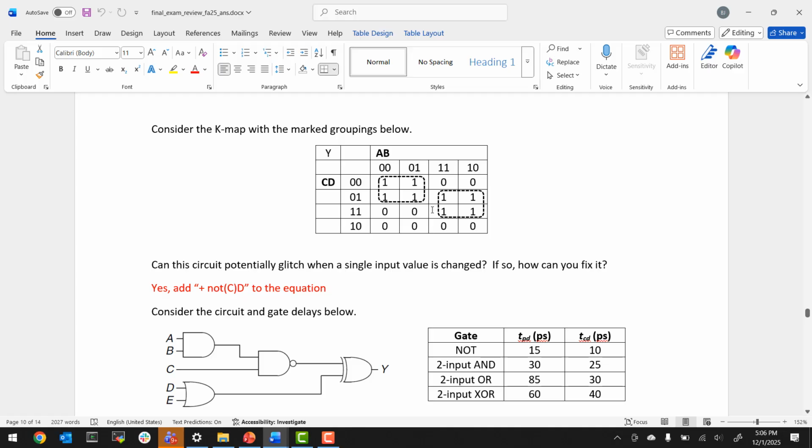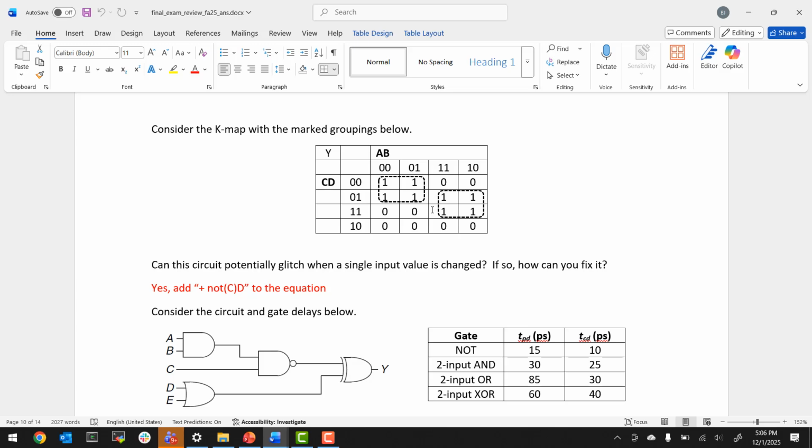So a glitch is when you change an input, and because of fan-outs in the circuit, this only happens if you have fan-outs. One input has different paths through the circuit. One of them is a long path, and one of them is a short path. You change that input, and the short path completes first, and you get an output. Then the long path finally catches up and finishes, and you get another output potentially. That's a glitch. That's basically when you change an input and the output of the circuit changes multiple times.